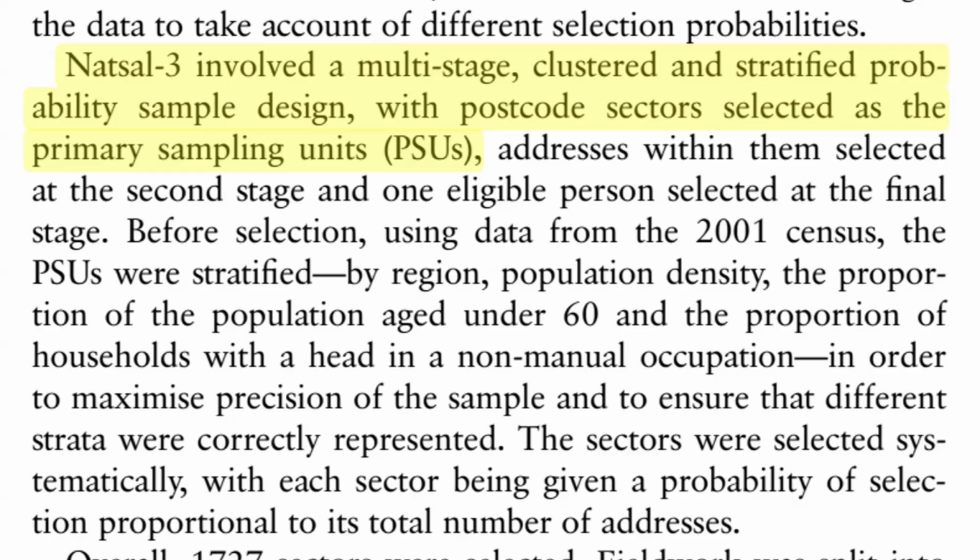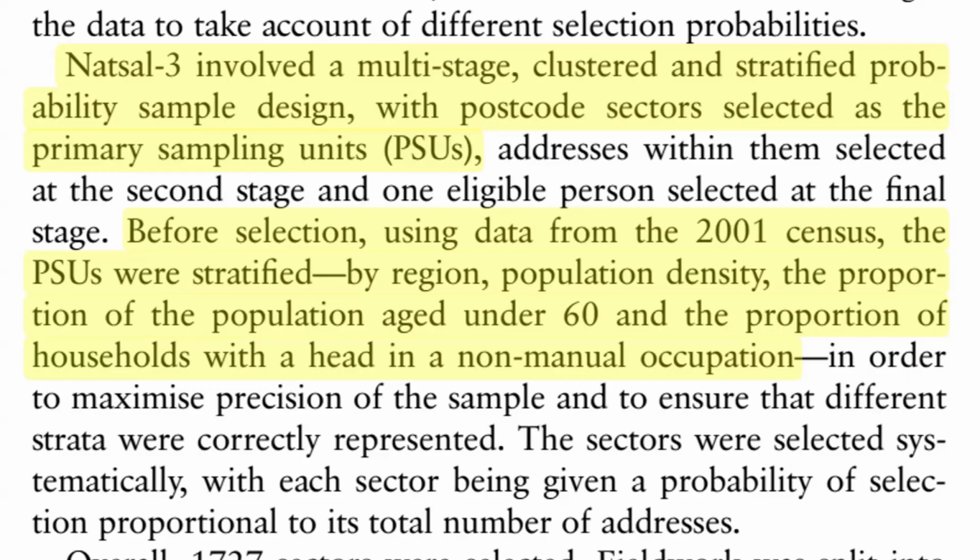So they did it clustered by choosing postal code sectors and randomly selecting those postal code sectors. And then within that, they used stratification by region, by population density, by the proportion of the population aged under 60, and the proportion of households with a head in a non-manual occupation. So these were characteristics that they thought would be associated with sexual behavior among people in that population.